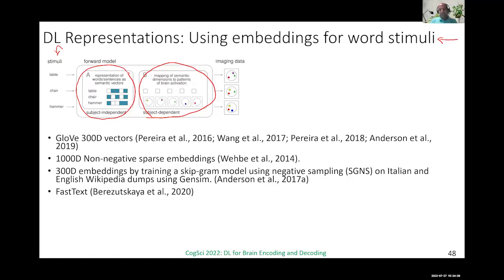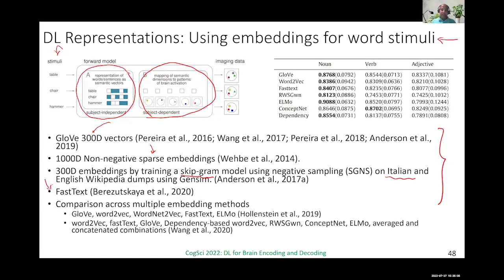Different kinds of embeddings have been tried in the literature. People have used GloVe 300-dimensional embeddings, word2vec embeddings, non-negative sparse embeddings as well, skip-gram based word embeddings using Gensim, and also embeddings trained on other kinds of corpora than the standard word2vec, which has been trained primarily on the Google News corpus. FastText embeddings as well. So people have used different kinds of embeddings, and in fact some of the work in the literature has also tried to compare across these different methods.